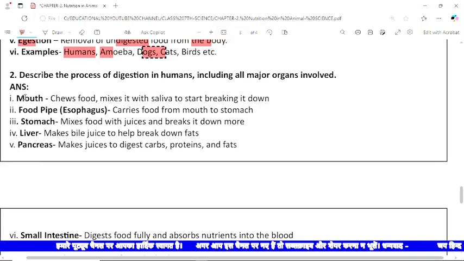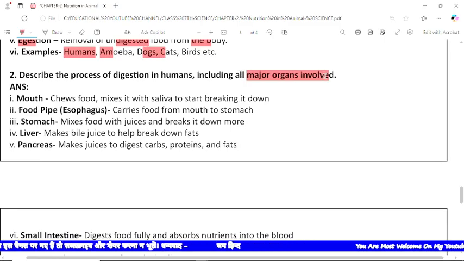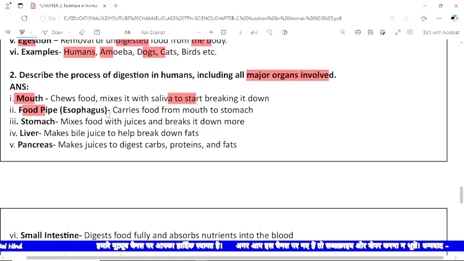Now the second question is: describe the process of digestion in humans, including all major organs involved. I think it would be a lengthy answer, but the question is long, so we have to write the complete answer. The first organ involved in the process of digestion in humans is the mouth. It chews the food and mixes it with saliva, which starts breaking it down. The next is the food pipe, that is the esophagus, which carries food from the mouth to the stomach.